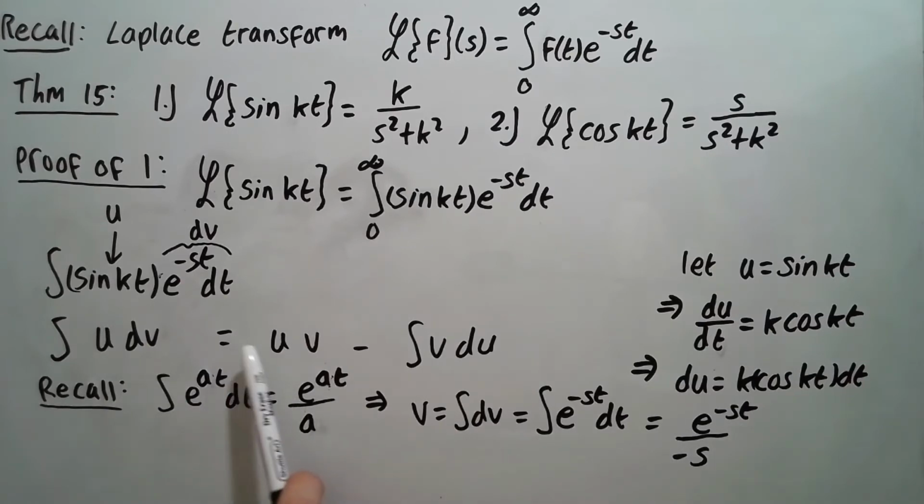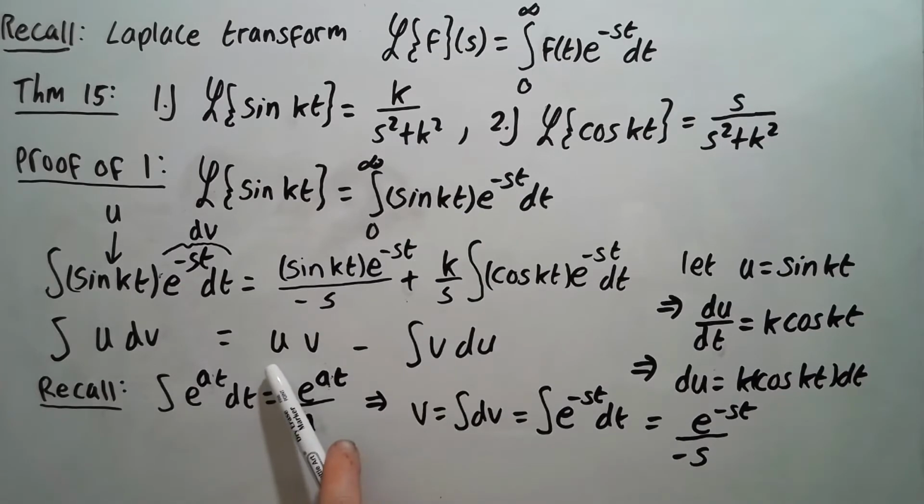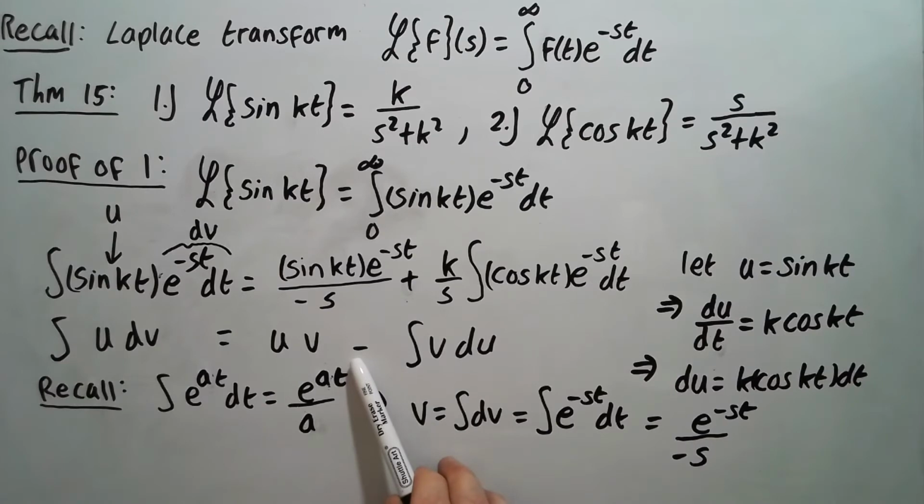Okay, now let's substitute into the integration by parts formula. In place of u, we'll have sine kt. In place of v, we'll have e to the minus st over negative s. In place of du, we'll have this. So the uv is sine kt times e to the minus st over minus s. Then minus the integral of v du. The v is e to the minus st over minus s, so the minus s and this minus here will cancel, and the minus will be gone.